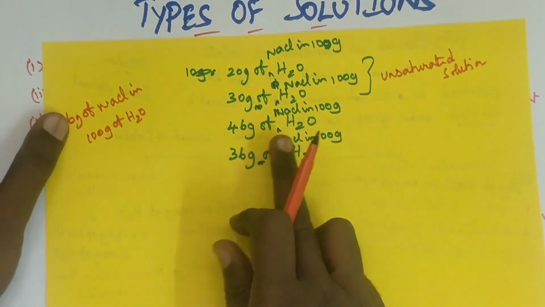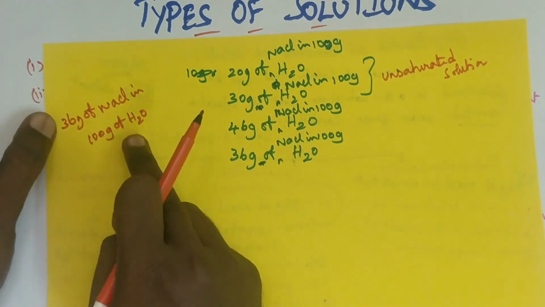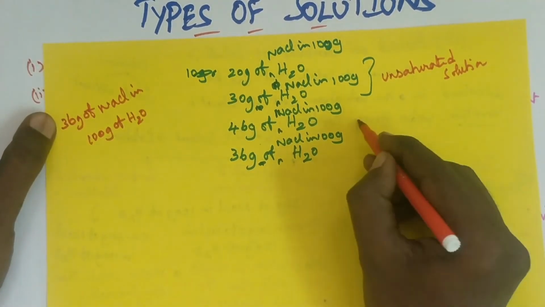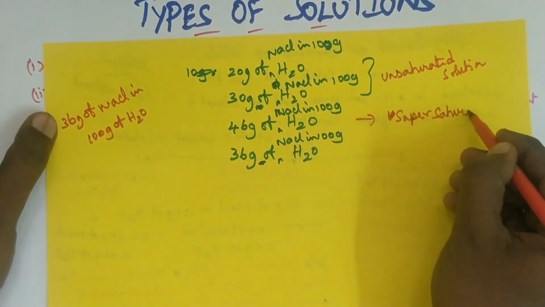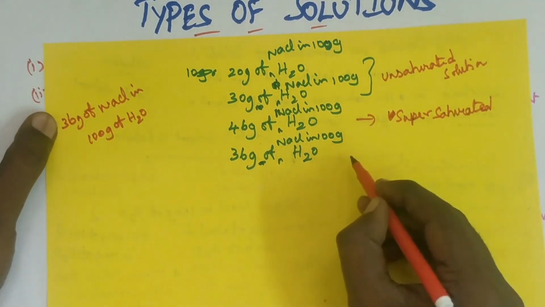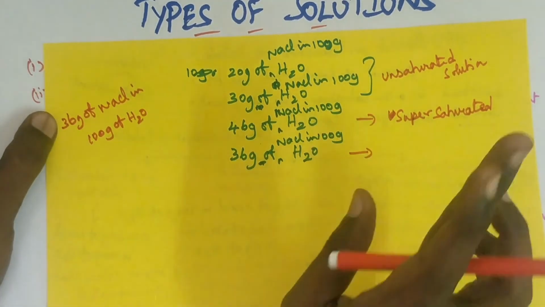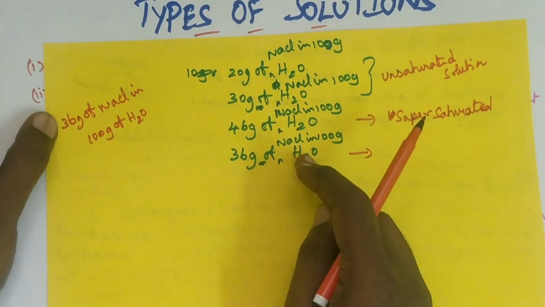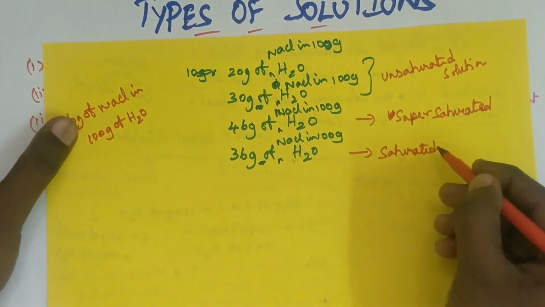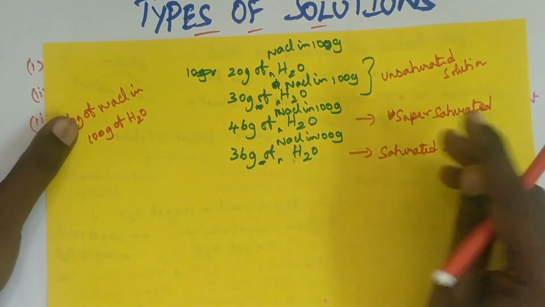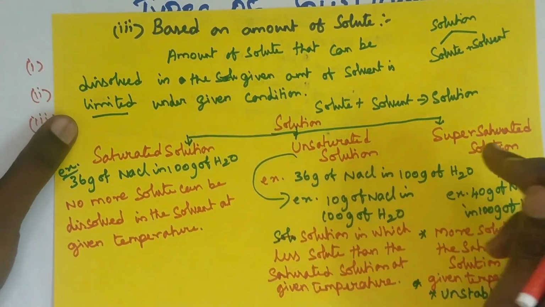Third one, 46 gram of NaCl. We know saturated solute is 36 gram of NaCl in 100 gram of water. More than that we cannot dissolve. So third one is supersaturated. And last one, 36 gram of NaCl in 100 gram of water means the solute is completely dissolved in water, then there is no more solute to dissolve in the solvent. So it is a saturated solution. So important topic. So based on this they will ask any two more questions: saturated, unsaturated and supersaturated.